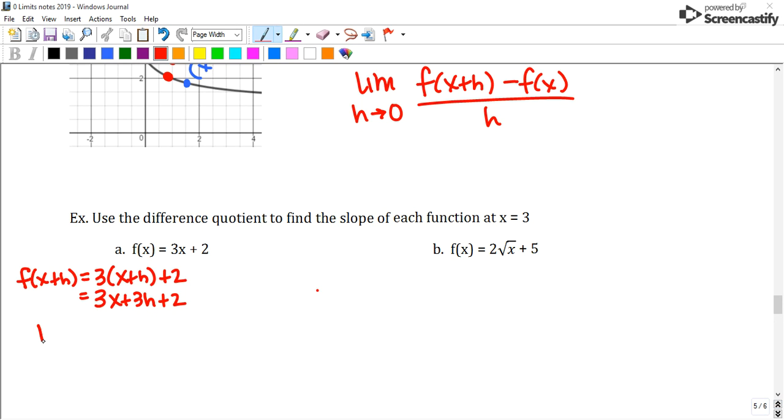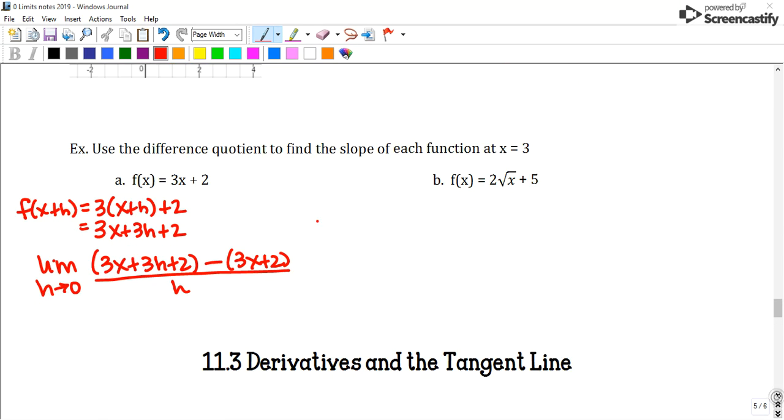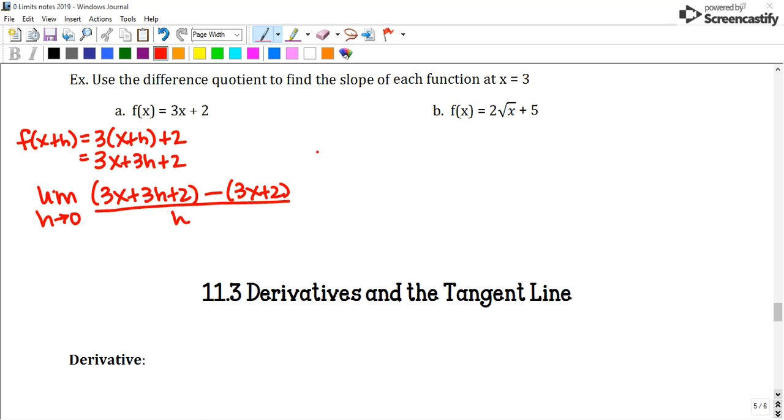Okay, so now let's get into it. Limit as h approaches 0. f of x plus h was that thing right there that I just found. So 3x plus 3h plus 2 minus f of x. f of x is just our original function, so 3x plus 2. Then all over h.